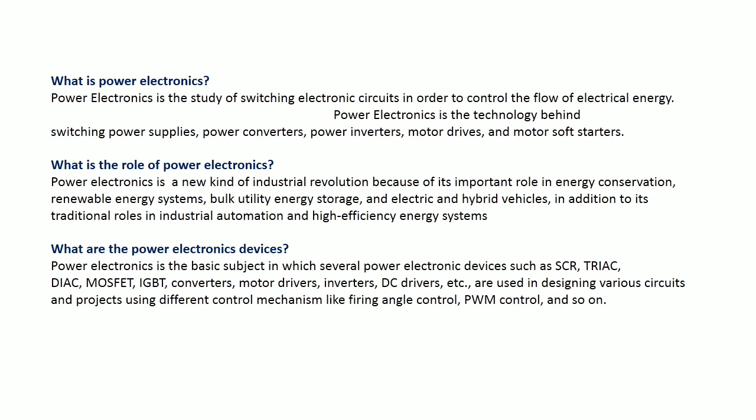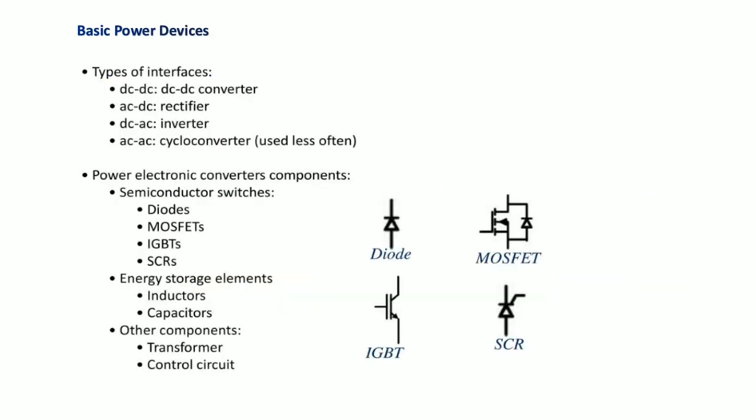Here are pictures of some basic power devices. Firstly, we'll see the types of interfaces. The types of interfaces are DC to DC converters, which may be choppers, AC to DC converters, that are the rectifiers, DC to AC converters, that are the inverters, and AC to AC converters. Those are nothing but the cycloconverters, in which there is a change in frequency of the supply. Also, we observe some power components such as, as I told you, diodes, MOSFETs, IGBTs and SCRs. And the energy storage elements are inductors and capacitors.